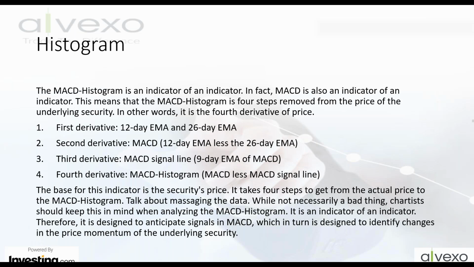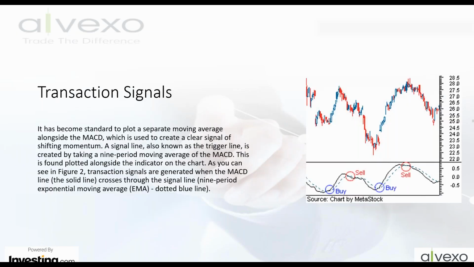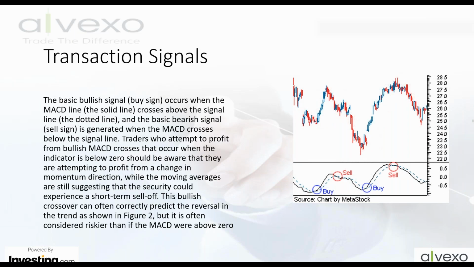Now, you want to talk about massaging data? Well, not necessarily a bad thing. Charters should keep in mind that when analyzing the MACD histogram, it is an indicator of an indicator. Therefore, it's designed to anticipate signals in MACD, which in turn is designed to identify changes in price momentum of the underlying security. Now, it has become standard to plot a separate moving average alongside the MACD, which I showed you is the signal line. It's used to generate buy and sell alerts when one crosses the other, and it creates transaction signals.